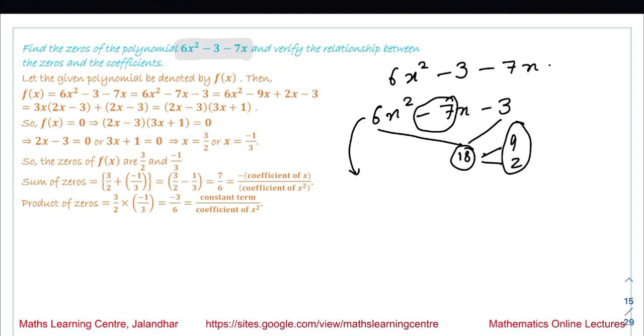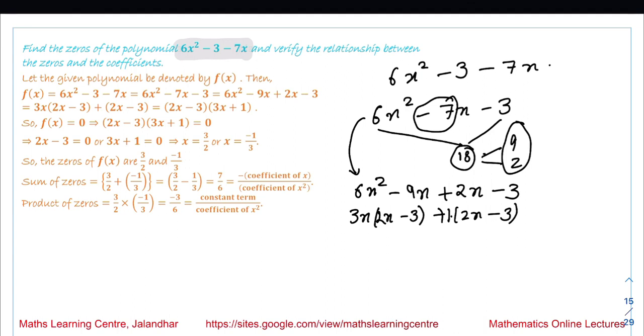So we can write this as 6x square minus 9x plus 2x minus 3. So 3x is common, so we are left with (2x minus 3), plus 1 into (2x minus 3) over here. You must write this one, otherwise you will commit a mistake in the next step. So when you take 2x minus 3 common, we are left with 3x from this, and from the next one we are left with this 1.